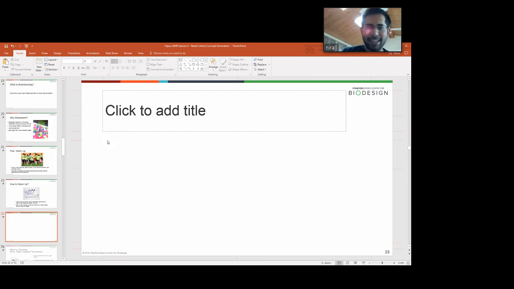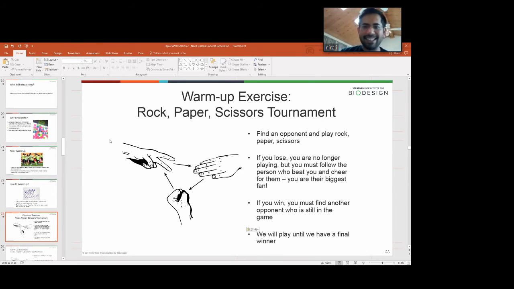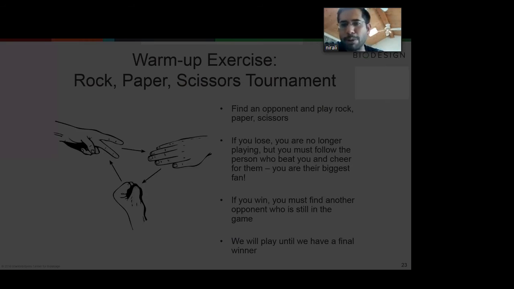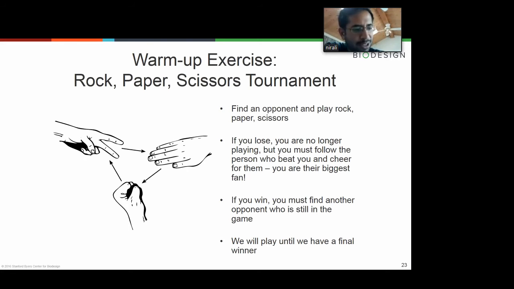Okay, this is on the fly slide creation. So we're gonna play this quick warm-up exercise, okay? And we're trying to use the whole rest of the time here, because this can often take a while, but have you guys all played this game rock, paper, scissors before?